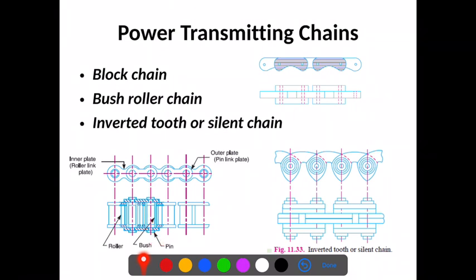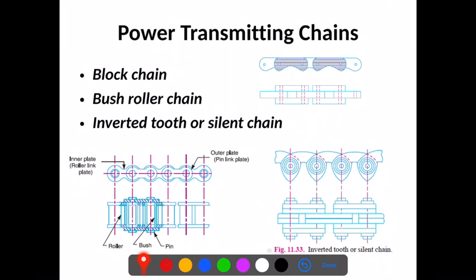A pin passes through the bush. If you can see, this pin passes through the bush, which is secured in the holes, or the roller between the two sides of the chain. And thus this type of chain is more flexible. The rollers are free to rotate on the bush, which protects the sprocket wheel tips against wear.